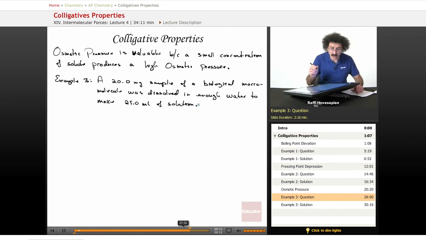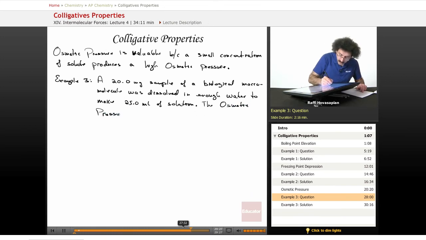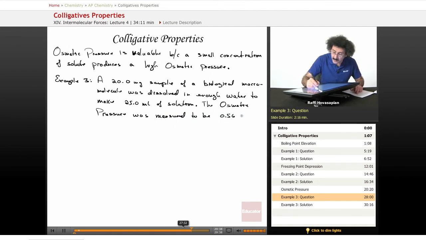Okay, so I have 20 milligrams of this biological macromolecule. Let's just say it's a protein. We dissolve it in enough water. We bring the volume to 25 milliliters. The osmotic pressure was measured, which we can measure, to be 0.56 atmospheres. That's actually pretty high for a solution at 25 degrees Celsius. At 25 degrees Celsius, my question is, what is the molar mass of the protein?